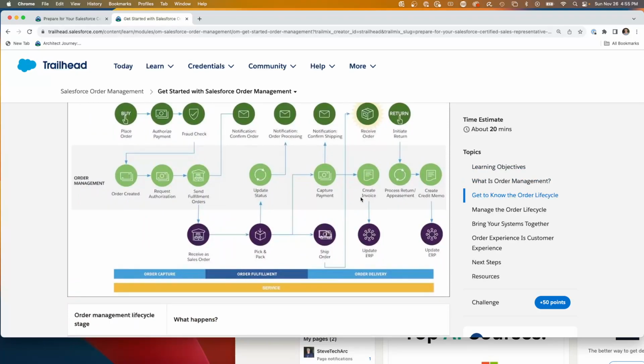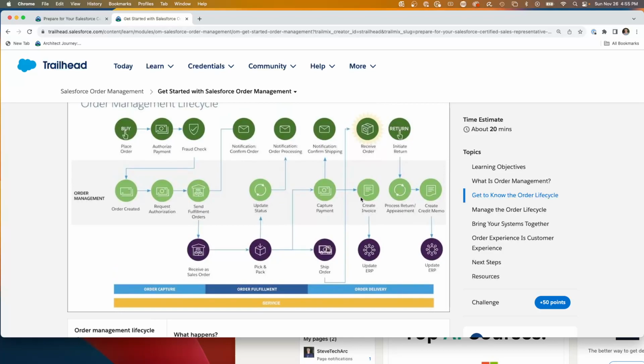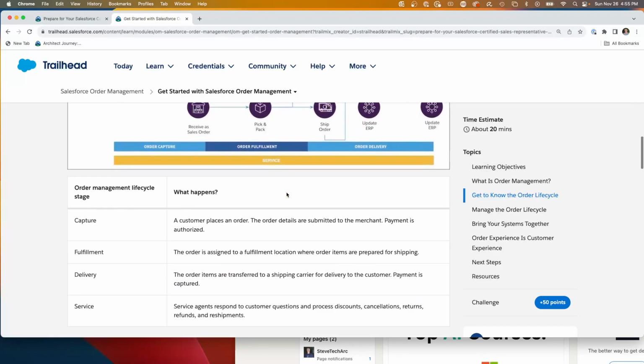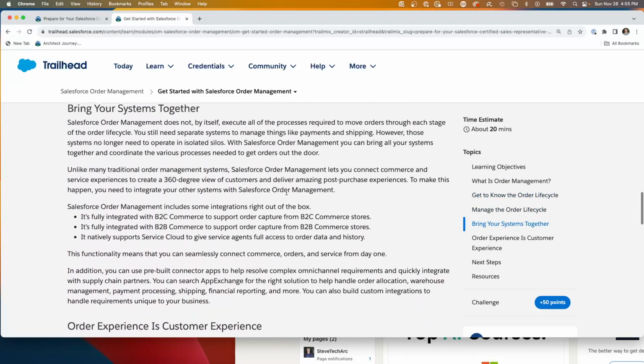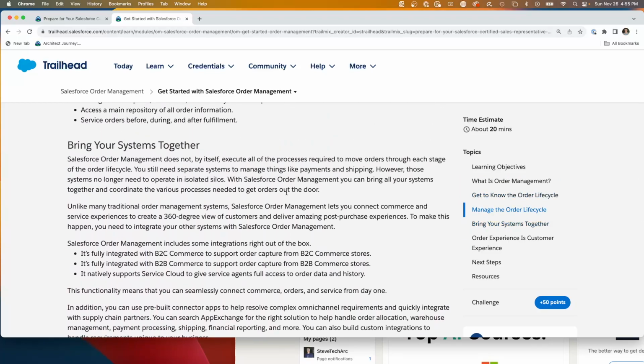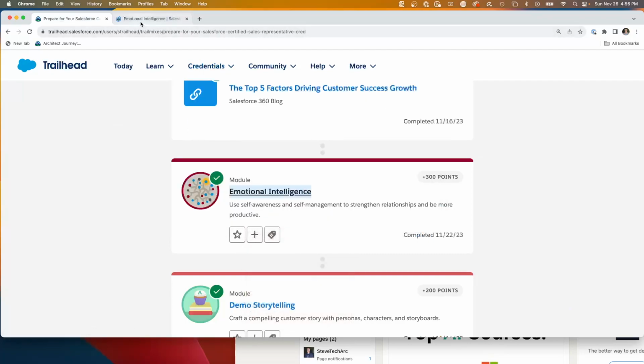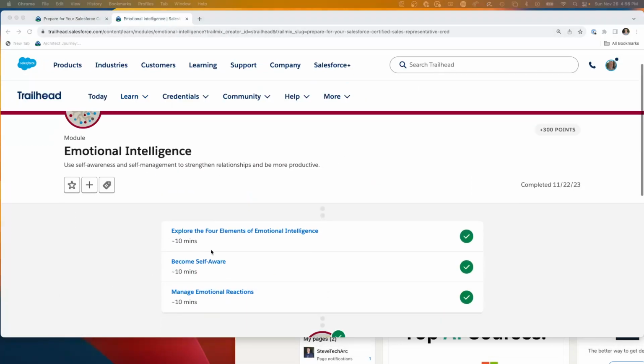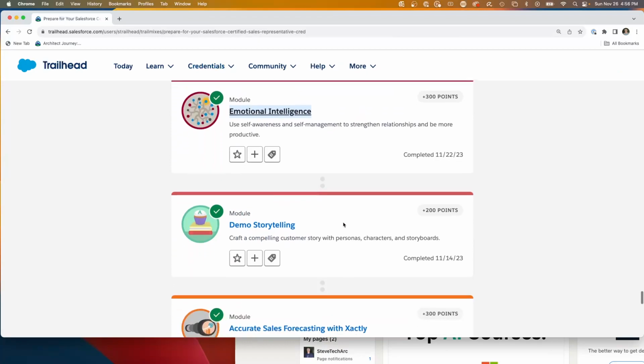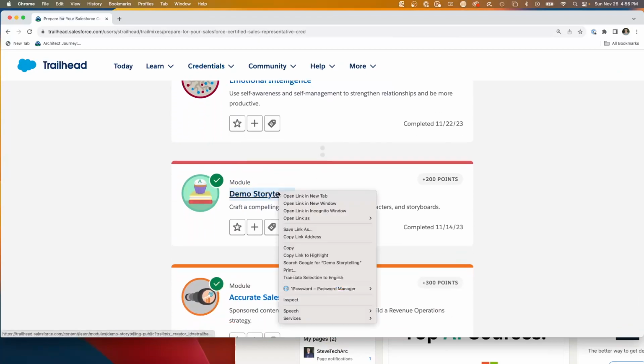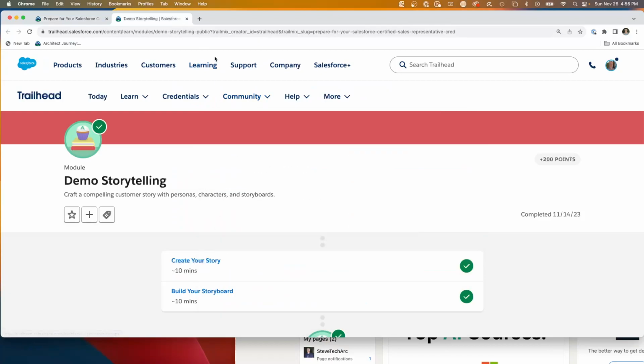So one, a salesperson should know this. And two, this is starting to get into OMS, order management systems. So this was really good information, especially if you're doing a sales implementation moving into OMS. And definitely you can start to see tying the system together between your B2B, B2C sales, to Salesforce, back to the revenue. We got a little module on emotional intelligence, knowing about yourself, becoming self-aware, managing your emotional reactions, and demo storytelling, being able to tell compelling stories. This was a nice one, nice little short one.